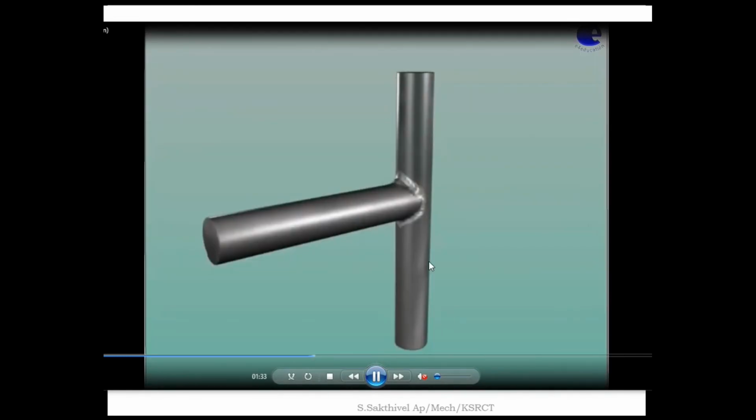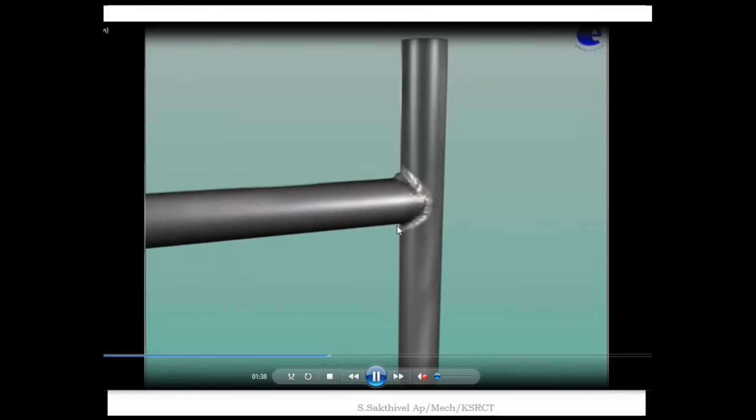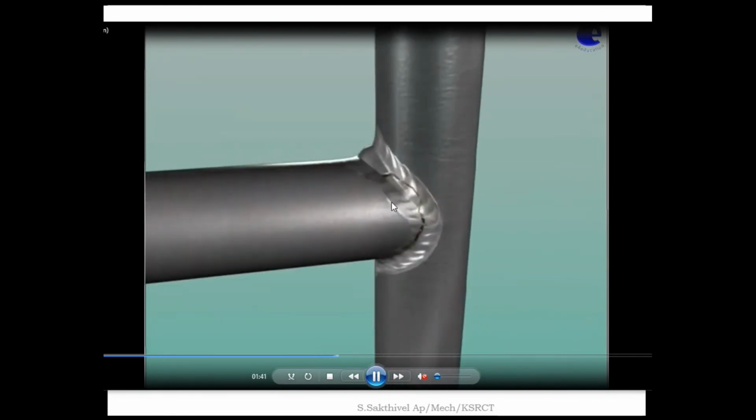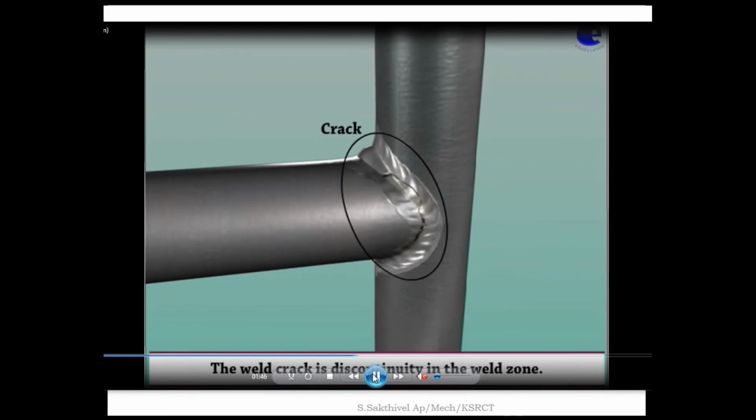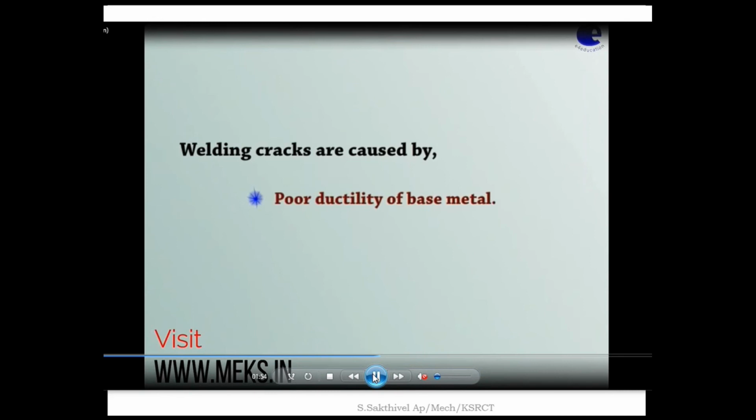So weld crack. How will the weld crack be created? This is the job we have. So this is the weld crack. This is the T joint. So during this welding, the crack will be created like this. So the weld crack is a discontinuity in the weld zone. Weld cracks are caused by poor ductility of base metal, fast arc travel speed, rigidity of joint. So these are the causes of weld crack.